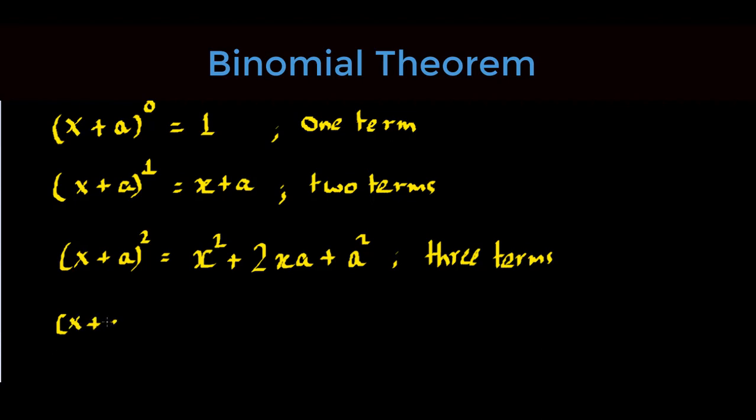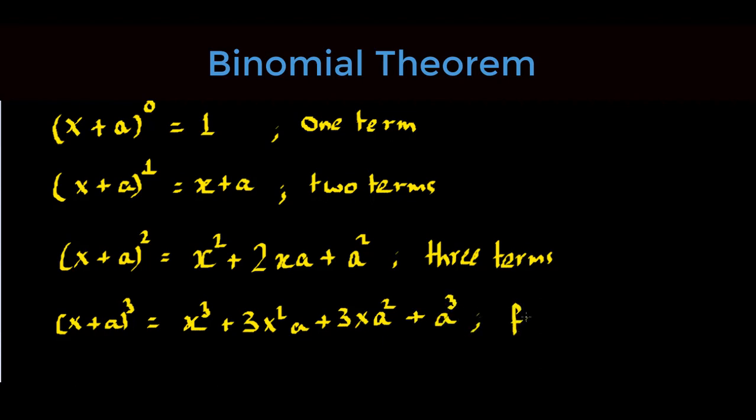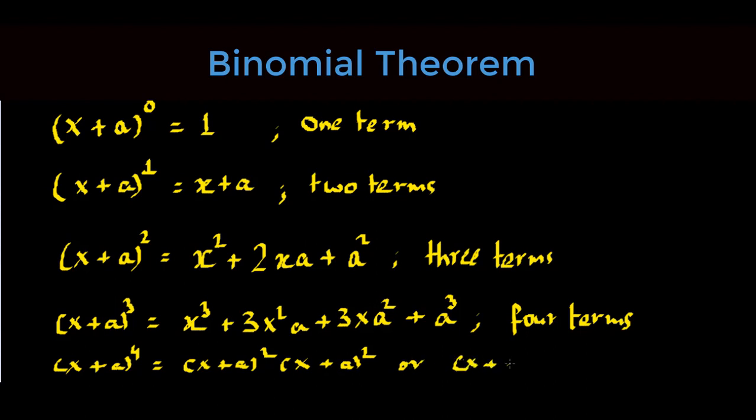Then x plus a whole raised to the power 3, when we expand it, we're going to get x cubed plus 3 x squared times a plus 3 x times a squared plus a cubed. So this is going to have four terms. And so on, we can find out the expansion of x plus a raised to the power 4 simply by using either x plus a whole squared times x plus a whole squared, or you can do x plus a times x plus a whole cube.